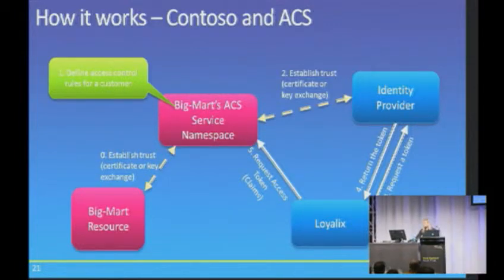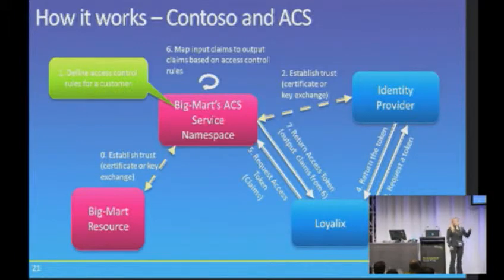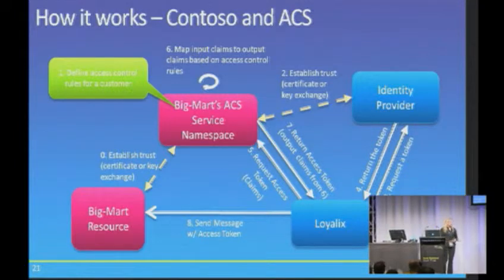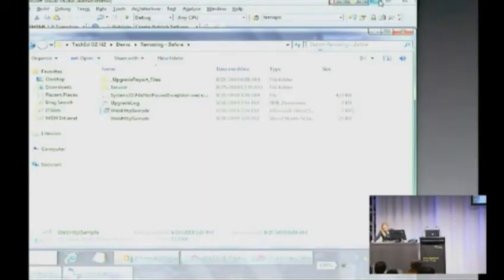Access control takes that token, runs it through that rules engine that I mentioned, and returns a different token. The token that your application understands. And then Loyalix can present that token as part of a payload message that it sends to your resource. You do some validation, and then you allow that access, or don't. So that's the idea behind access control.